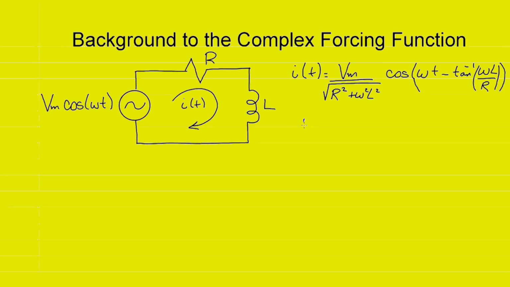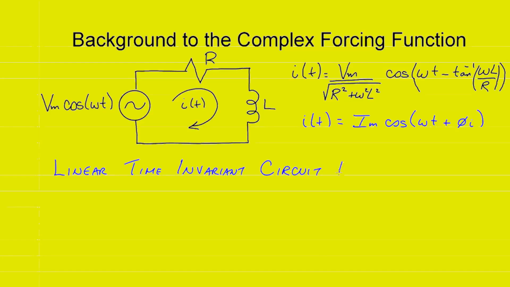To do that, I'd like to simplify our output current I of t as simply the magnitude of whatever that output current is times the cosine of omega t plus the phase that the current is offset from the input voltage. Now we're dealing with linear time invariant circuits, and they have a couple of features that you've probably noticed by now. The first property of interest is the scaling property, and the scaling property states that if I was to scale the input by a constant, the output would be scaled by exactly the same constant.